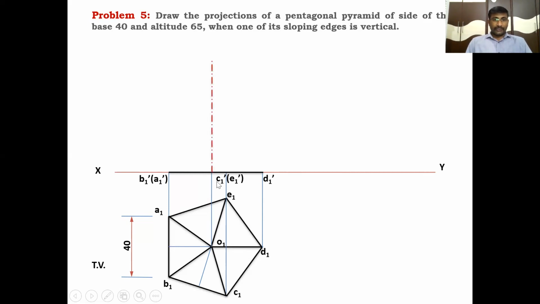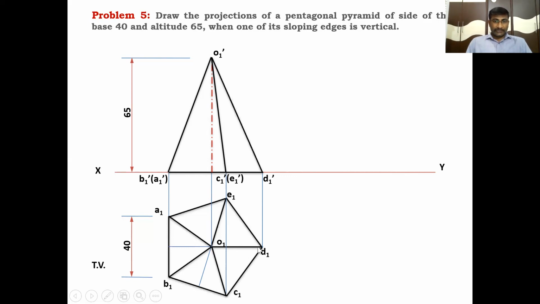Join the axis line from the center point. This is the center line through the apex point. Extend this line as an axis line to a distance of 65 mm from the base. At 65 mm length, locate the apex point as O1 dash, because it's the apex point in the front view in the first stage. Join this O1 dash with A1 dash, B1 dash. This slant edge is visible. Another sloping edge is C1 dash, E1 dash with O1 dash. This sloping edge is also visible.